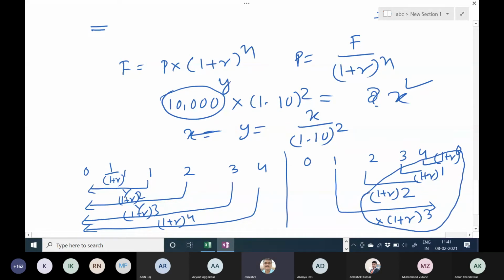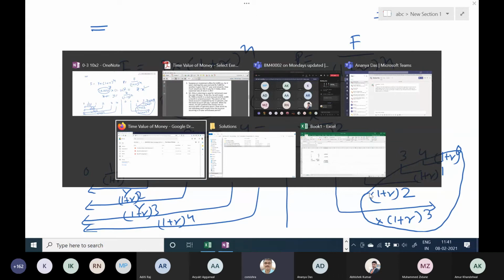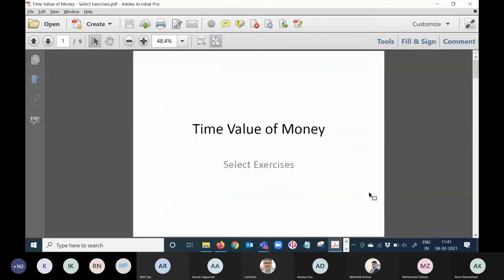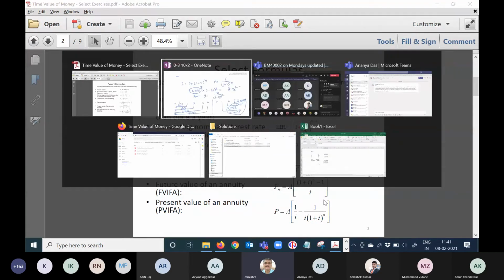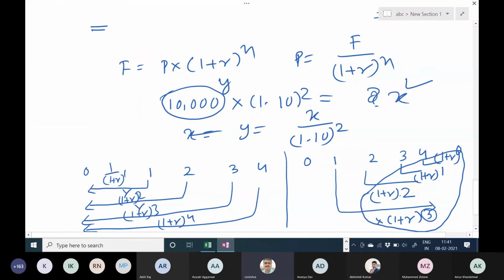you get that annuity formula. Which one? This one. 1 plus i to the power n minus 1 divided by i, and the annuity formula is this. So if you have to convert future value of annuity from ordinary annuity to annuity due, what will happen to these numbers? If it is annuity due, what will happen to this number?